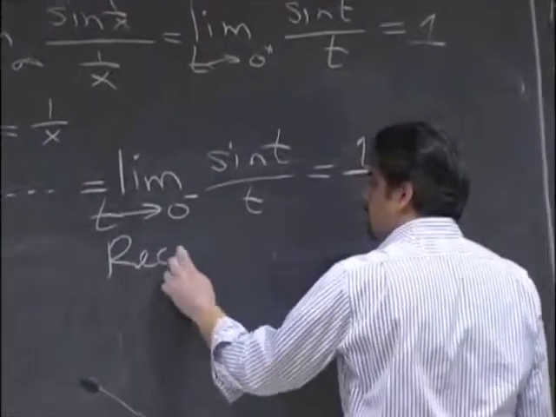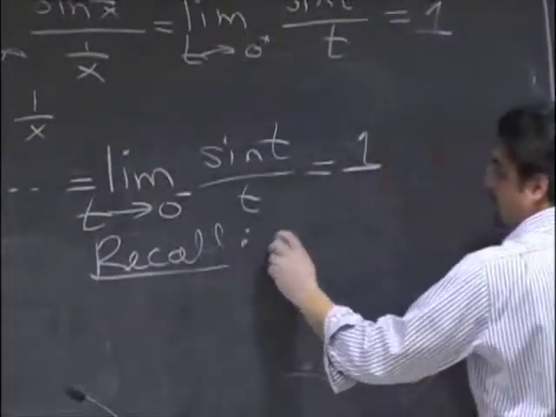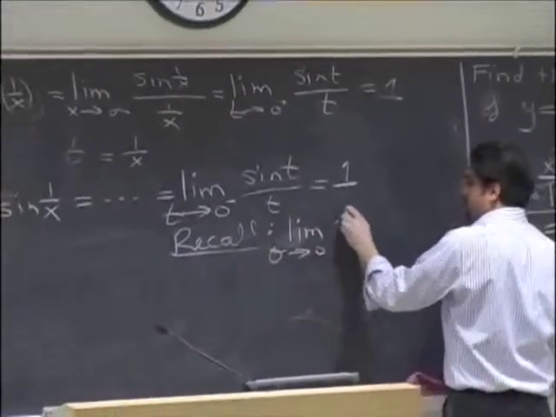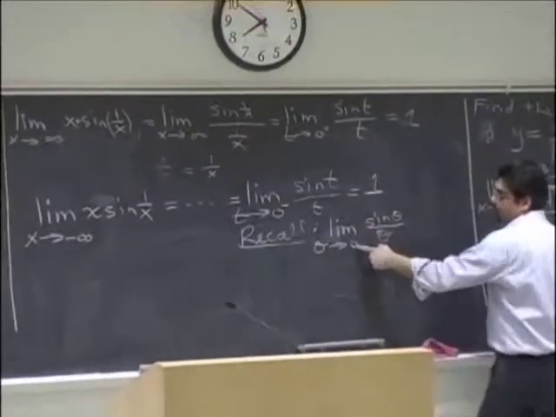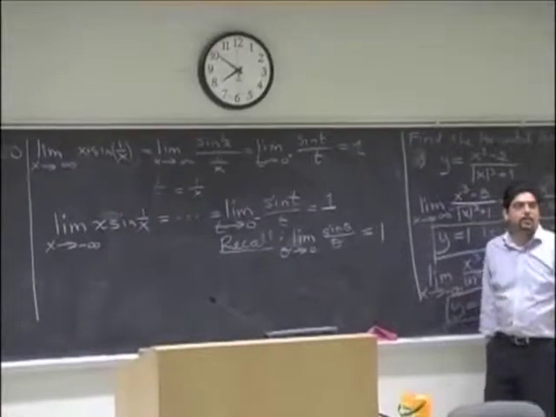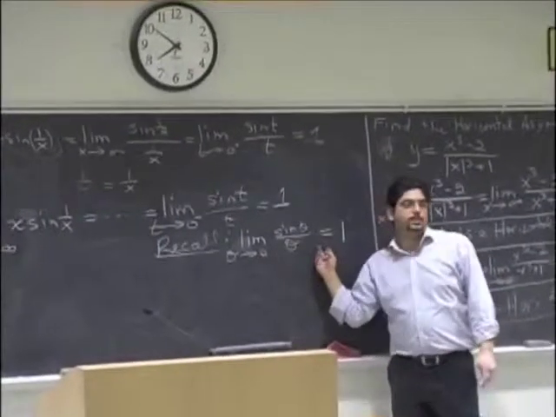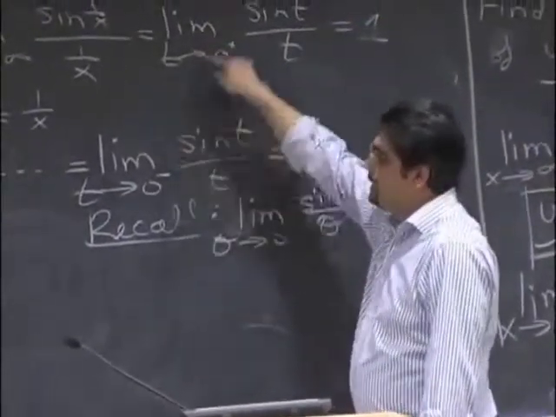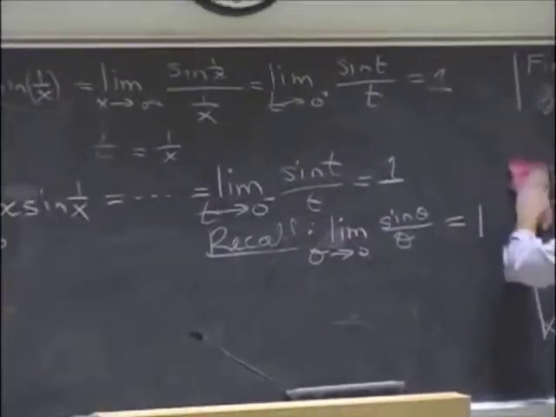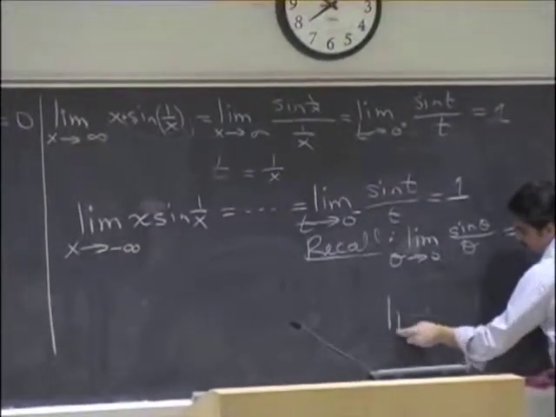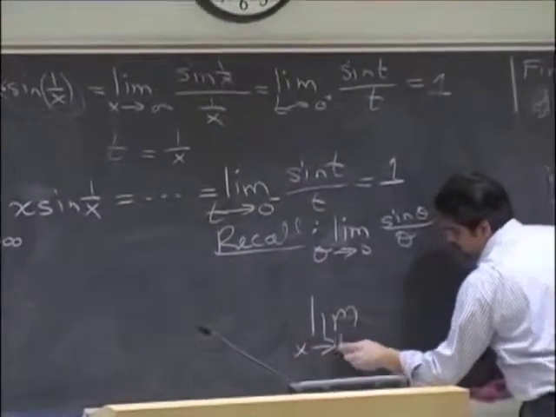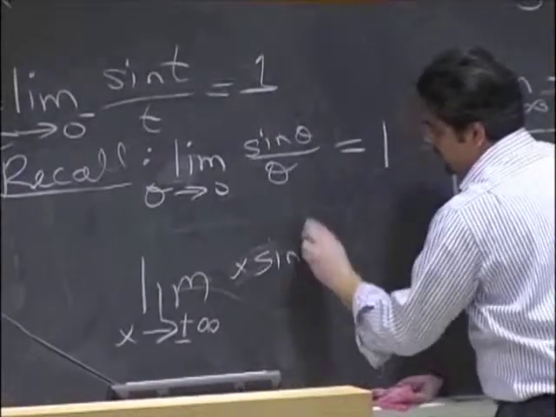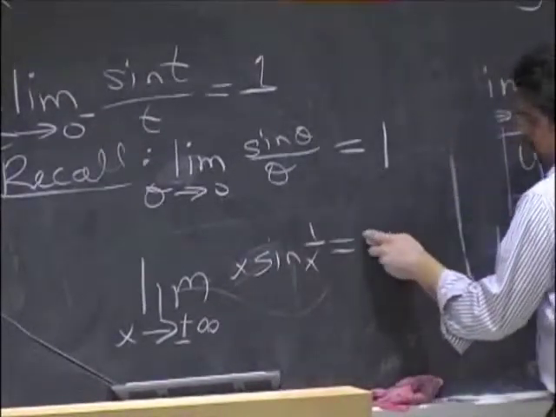Let me remind you of the theorem. The theorem said the limit as theta goes to 0 without any direction, so from both directions, equals 1. So from the right or from the left, this limit will be 1. Right? Okay. To summarize these two statements, let's write it down here. We can just say that the limit as x goes to plus or minus infinity of x sine 1 over x is 1.